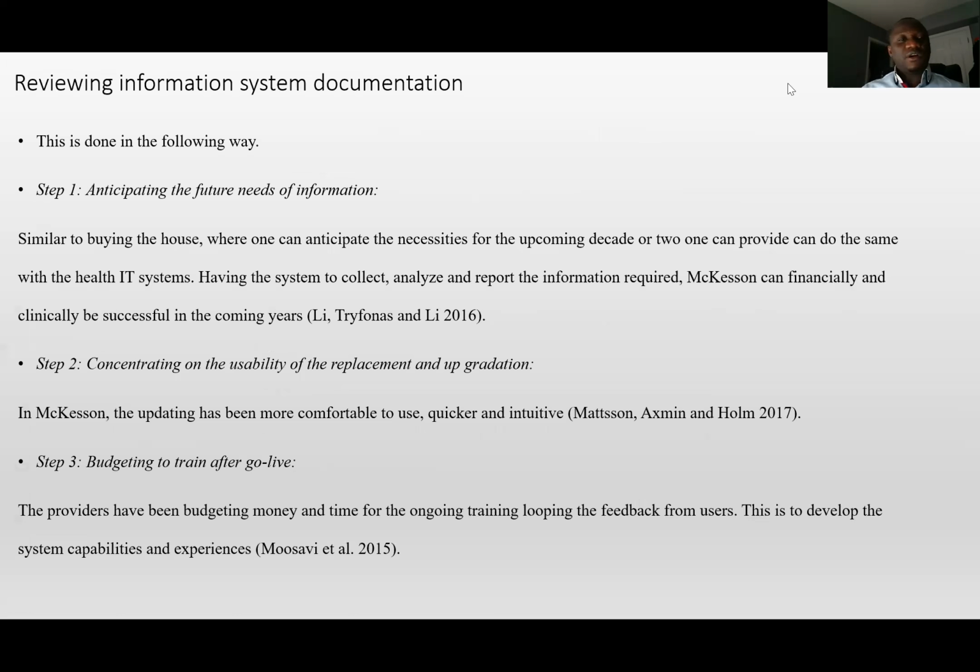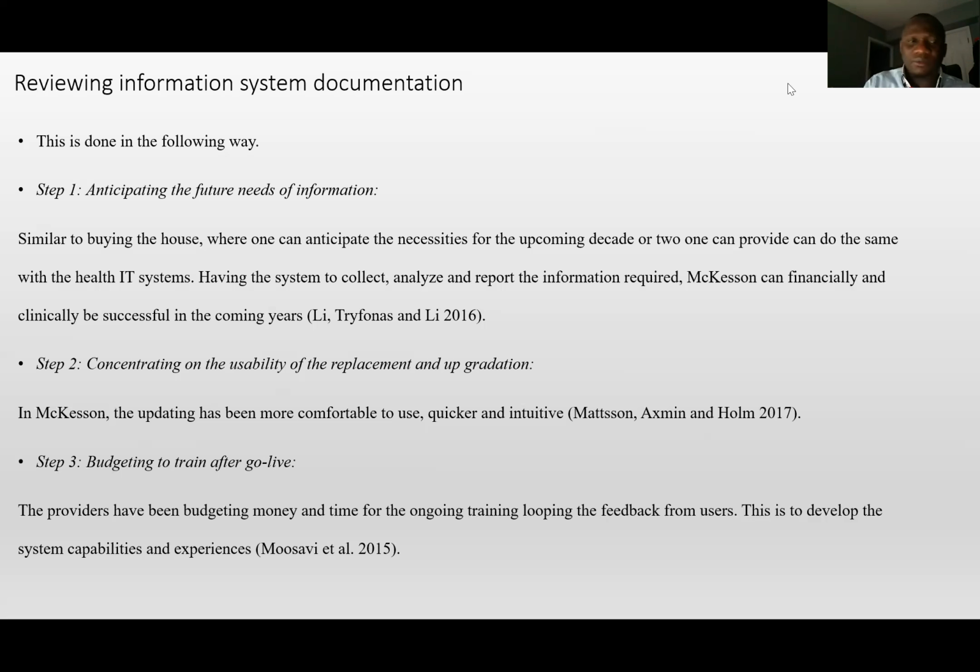Now, I put in here that there are various ways that we can review the information system documentation. One of the steps is to anticipate the future needs of information. It's similar to someone buying a house two years or three years or four years down the line. You anticipate what you actually need. You are collecting information. You are analyzing financially. You analyze in terms of the resources you will need to upgrade the house. So I just liken it to that.